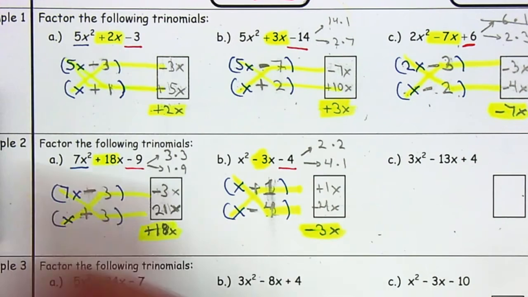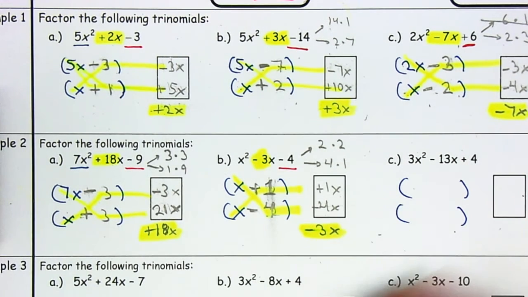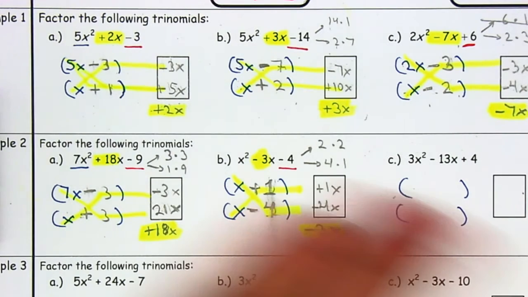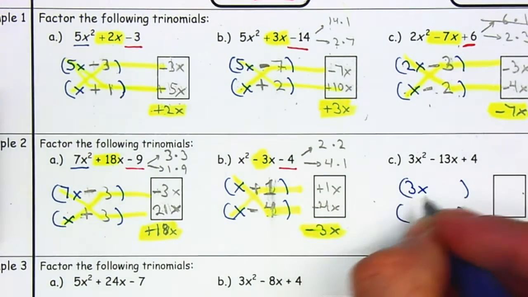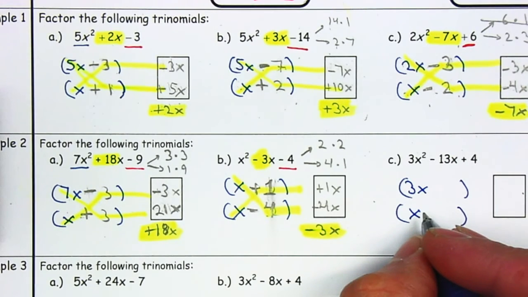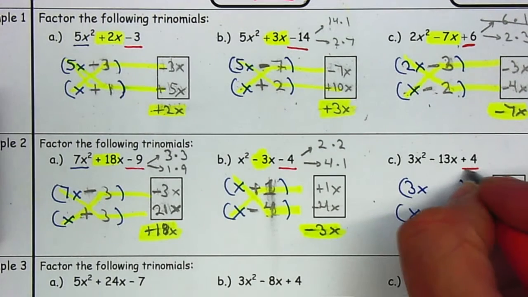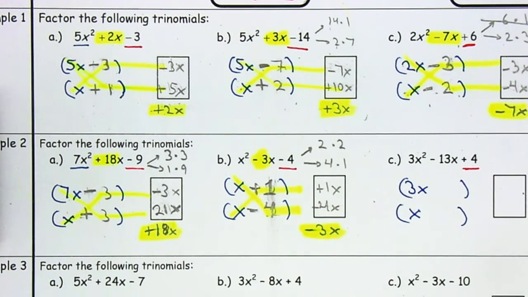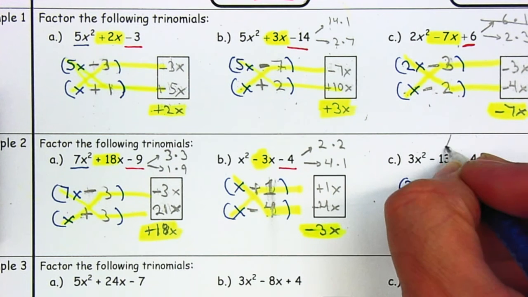Let's try the letter C. Double parenthesis. Factors of 3x squared will be 3x and x. The last number is positive 4. So that means that both have to be positive or both negative. They need to add up to a negative number.